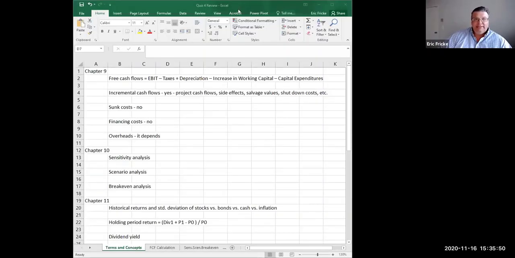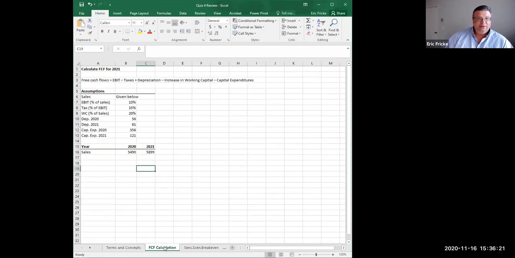This is the spreadsheet. It's the one without solutions since I'll be working through and creating them on here in real time. So the spreadsheet is separated into the first page here is different terms and concepts, and that's further separated into chapters 9, 10, and 11. Those are the three chapters on the quiz.